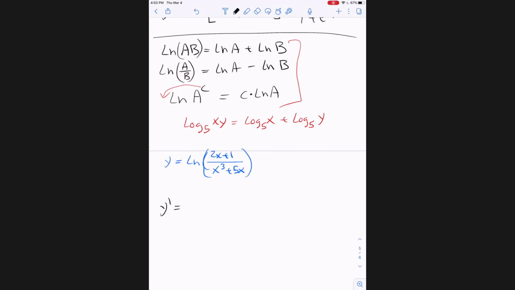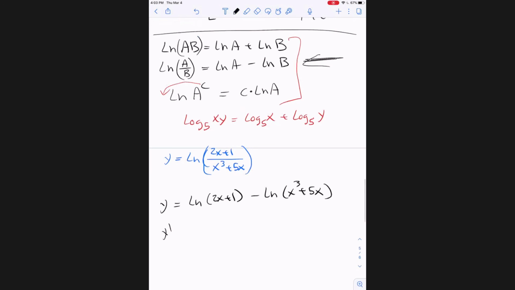So what I would do, before I even take the derivative, is rewrite it using properties of logs. Well, if I have a log of a fraction, that's the same as saying log of the top minus the log of the bottom, right? Natural log, that is. I use that second property that's up here. Now I got two easy problems. I can take the derivative of each one individually.